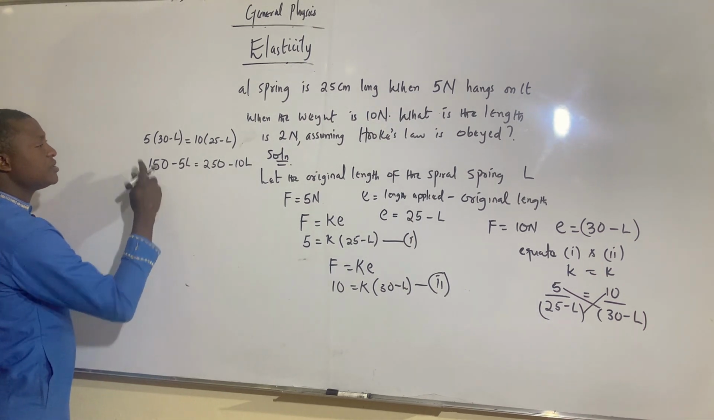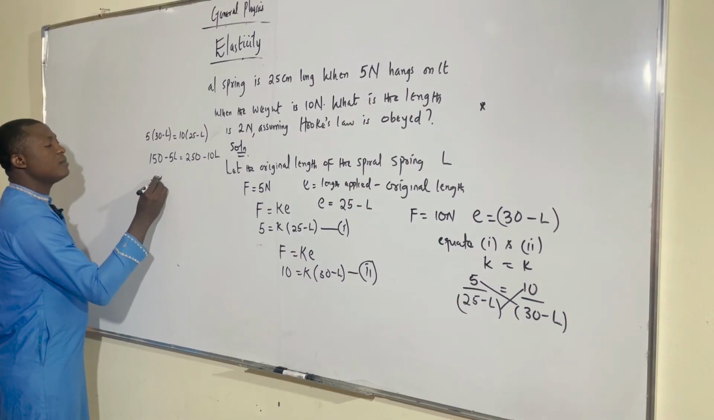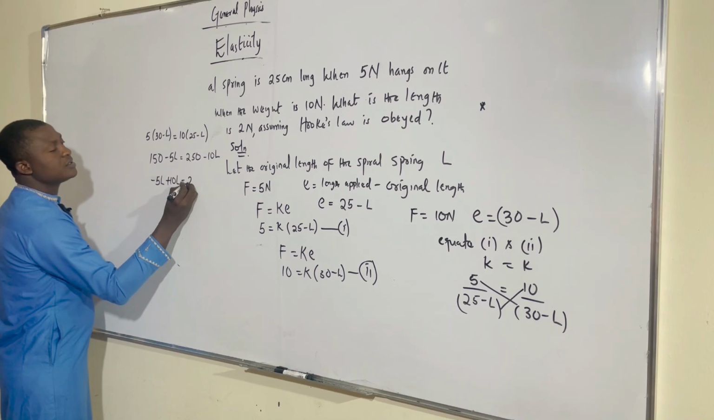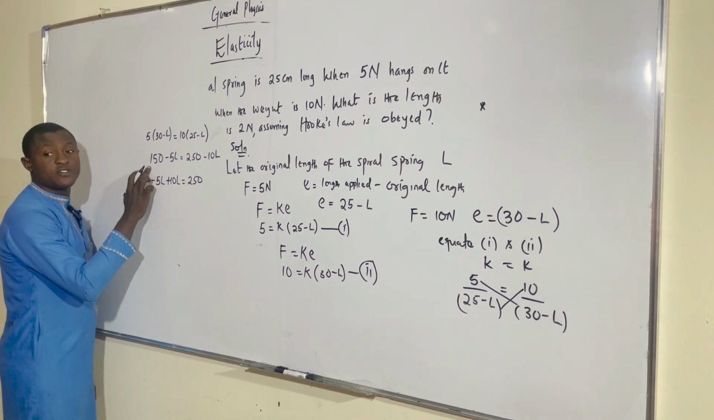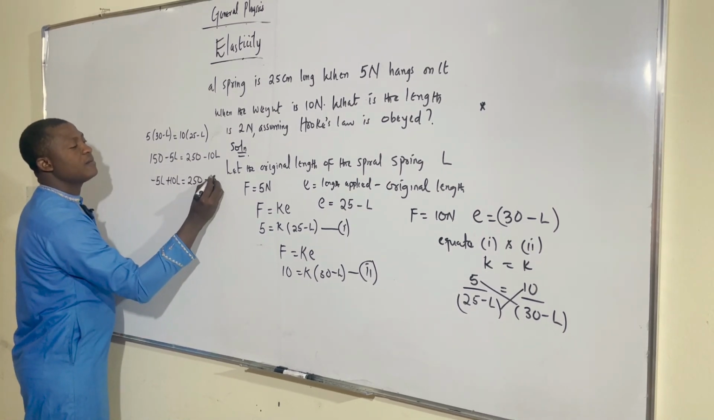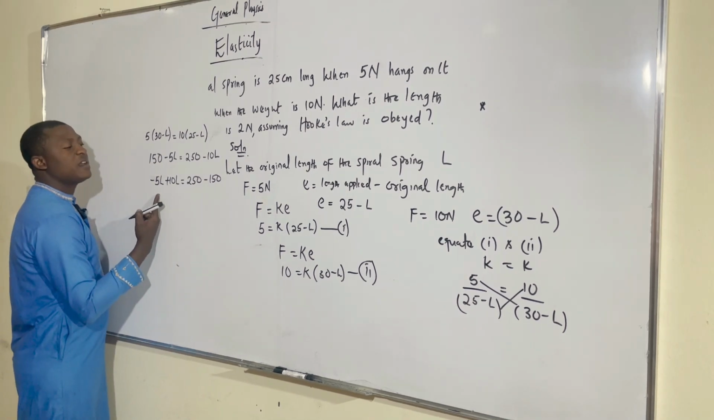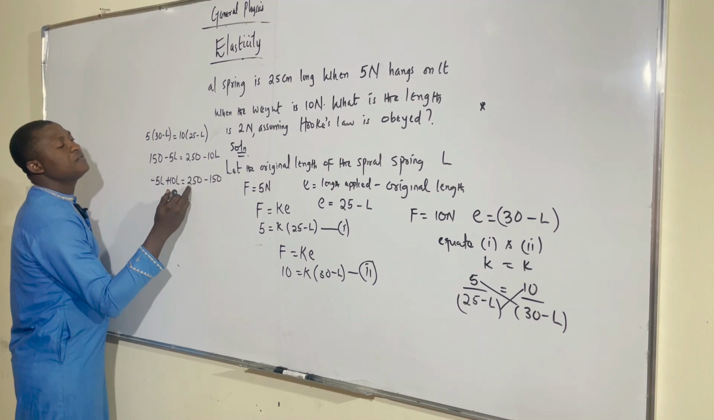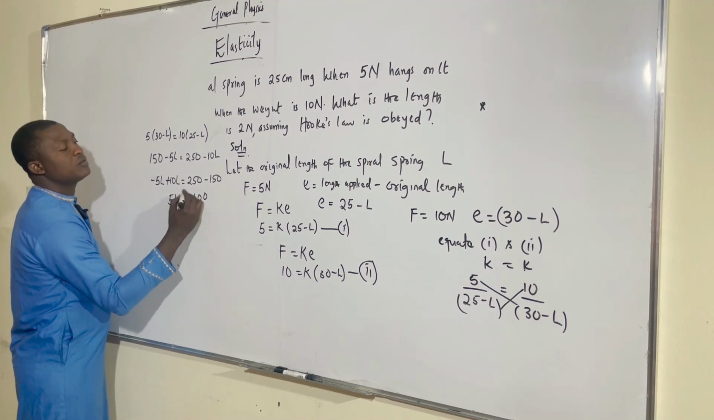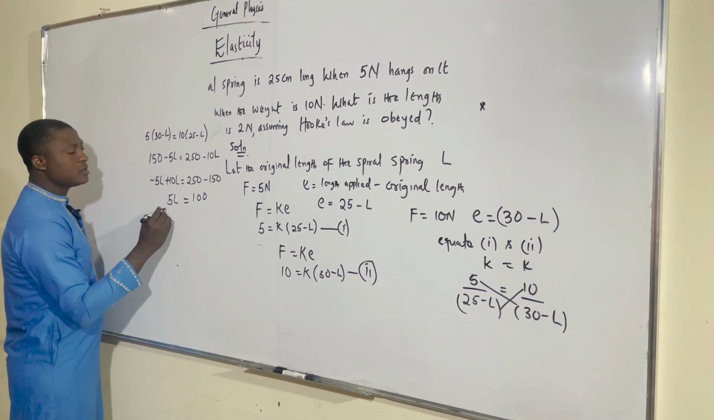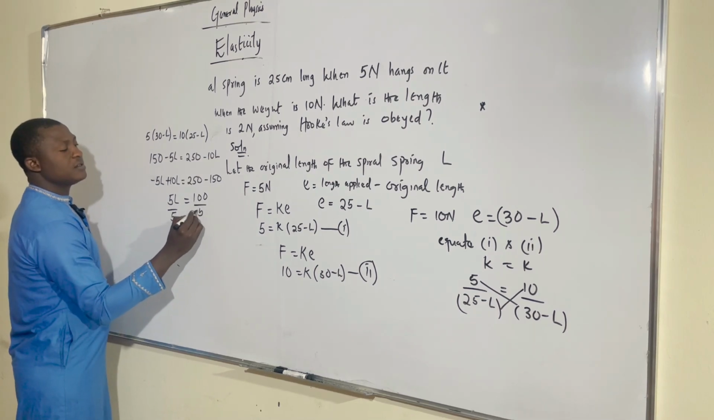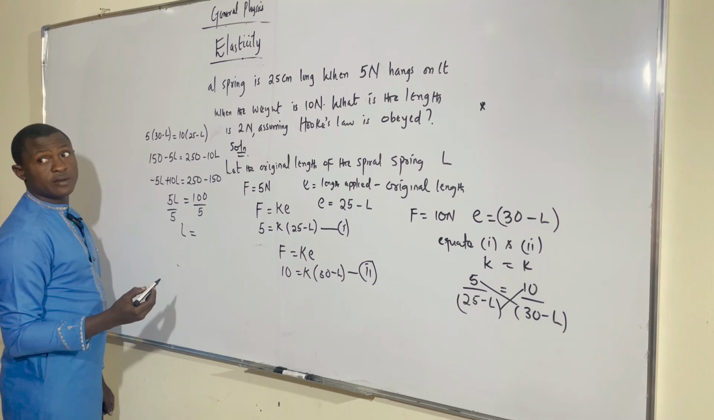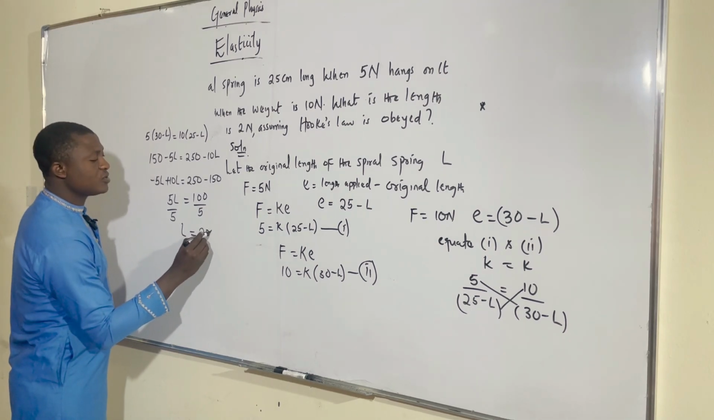I can bring this one to this side. I can have minus 5L plus 10L is equal to 250. This is plus 150, so when it comes here, you are going to have minus 150. So minus 5L plus 10L, of course, you are going to have 5L, and 250 minus 150, we are going to have 100. Since I'm looking for L, divide both sides by 5, so my length is 100 divided by 5. Of course, we are going to have 20.